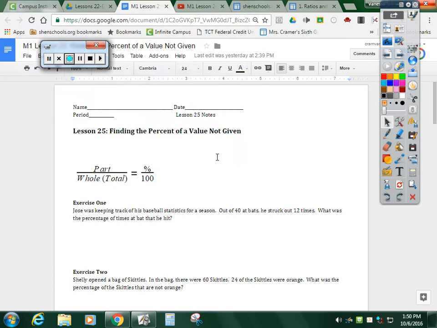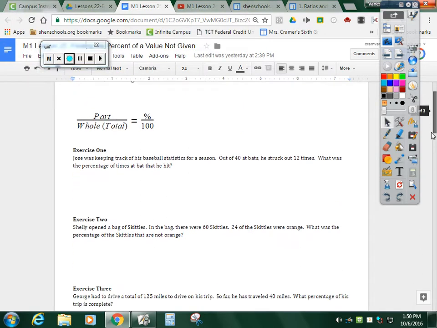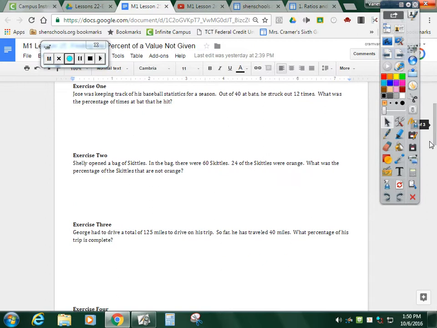Today in lesson 25, the students were finding the percent of a value not given. Okay, so I'm going to do a couple examples of this with you. Exercise 1. Jose was keeping track of his baseball statistics for a season. Out of 40 at-bats, he struck out 12 times. What was the percentage of times at bat that he had?